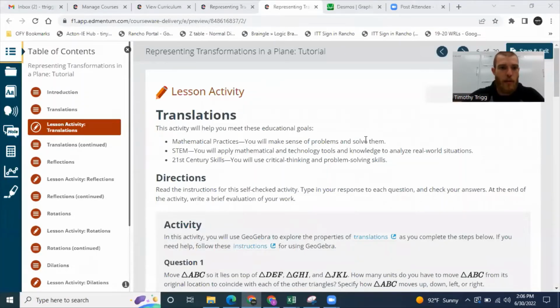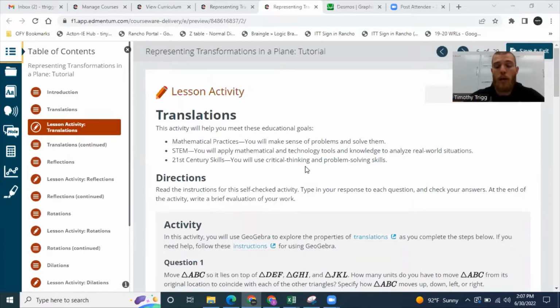Hello, math students. Today we're going to be going over representing transformations in a plane. We're going to be going over the tutorial as well as the mastery test, but a couple things to keep in mind for this one is there's going to be a total of 4 different transformations that we're going to talk about. Don't focus on all 4.